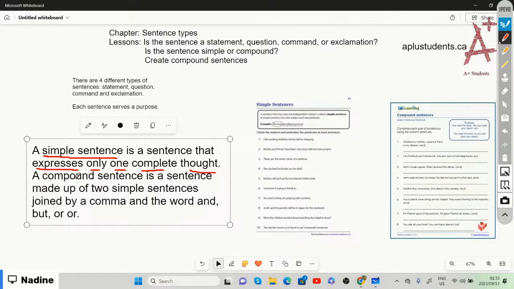And then we have a compound sentence. And a compound sentence, right, is a sentence that is made up of two simple sentences that are joined. It's two sentences that are joined by a comma, and it is joined by the words either and, but, or.